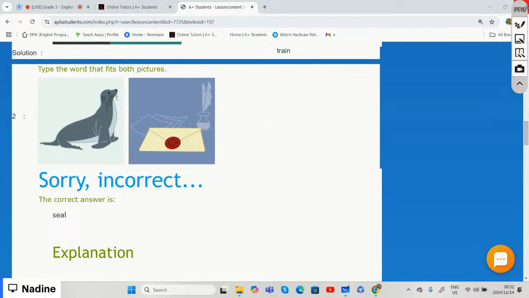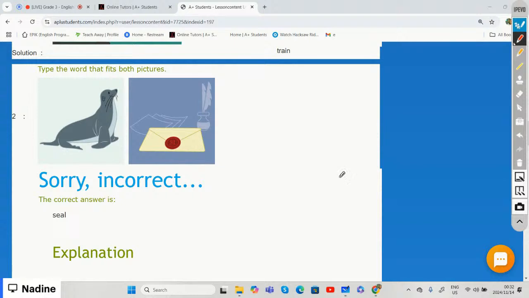All right. And if we look at the word that matches both of the pictures, then we say it is seal, because the first picture is a seal. They call it a seahorse, a seal. And the second picture is a letter, but the letter is sealed. So there we have a sealed letter and a seal as an animal.